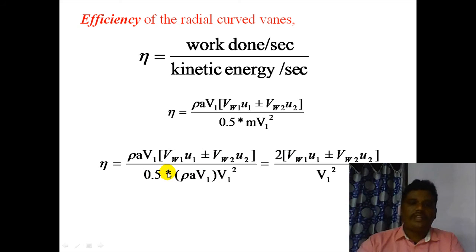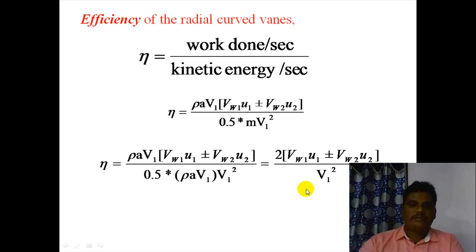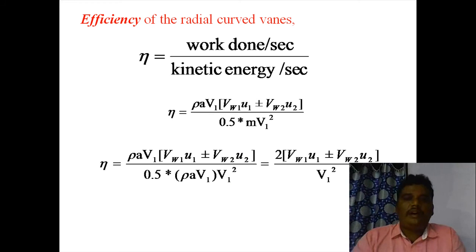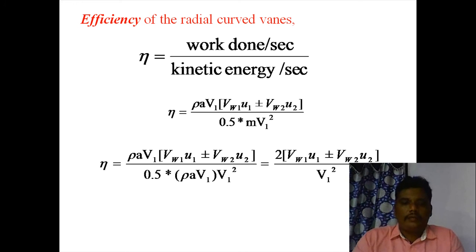Now by cancellation, eta is equal to 2 times, since the 1 by 2 in the denominator moves to the numerator. Rho a v1 cancels out, so eta is equal to 2 (Vw1 u1 plus or minus Vw2 u2) divided by v1 squared. This is the efficiency of radial curved vanes. This is the end of the slides on the efficiency of radial curved vanes, and the continuation should be problems on radial curved vanes.